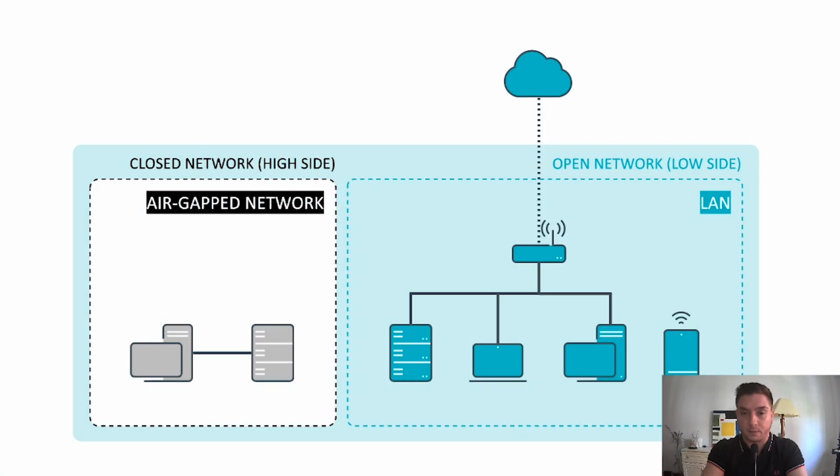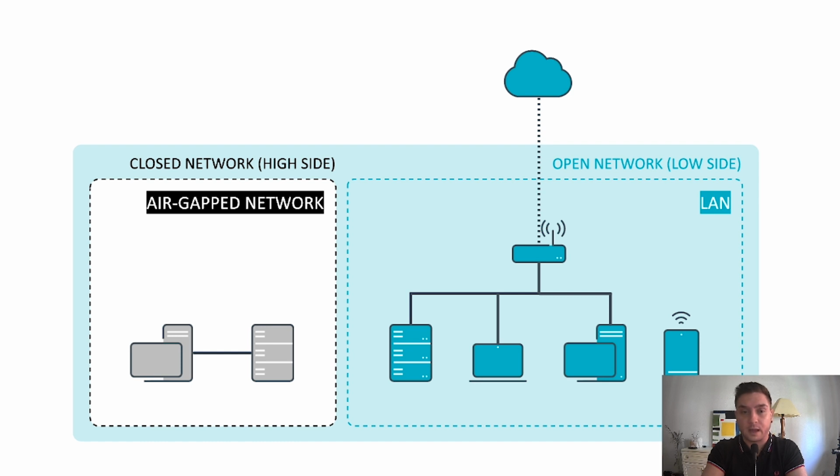So let's talk about air-gapping. The following diagram is usually a high-level perspective of how an air-gapped network might look like. And air-gapped networks usually have two sides: a closed network, which is the network that wants to be isolated, and an open network, which is the network from which the air-gapped network wants to be isolated.